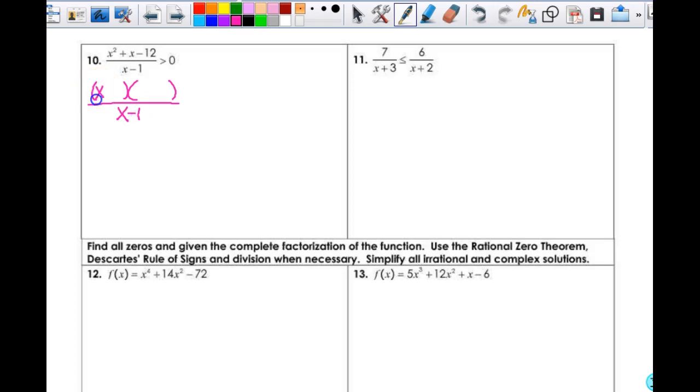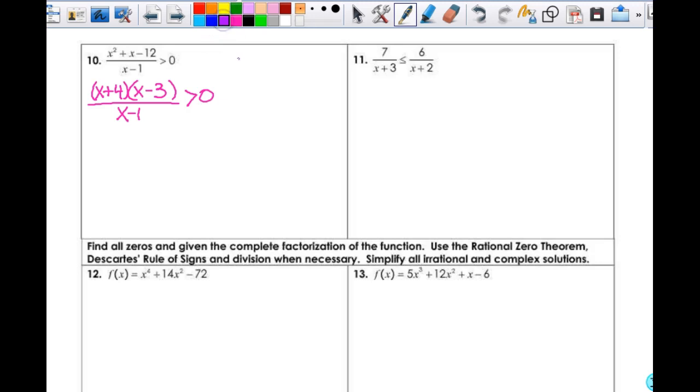So this will give me x and x. This is negative, so the signs are opposite. The numbers are going to be 3 and 4. 4 is going to have to be bigger. Always double check that you get everything back like you had it. So there is my factored form.